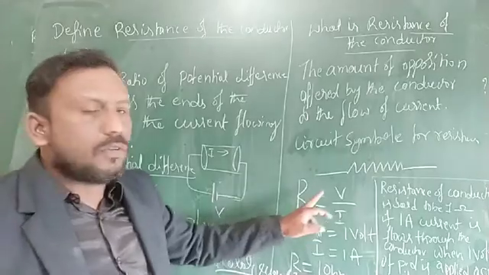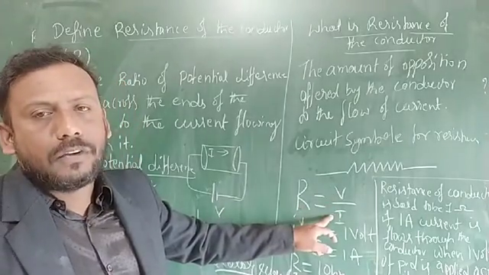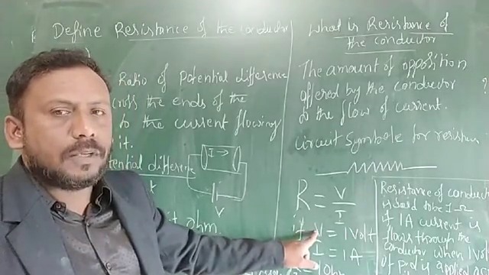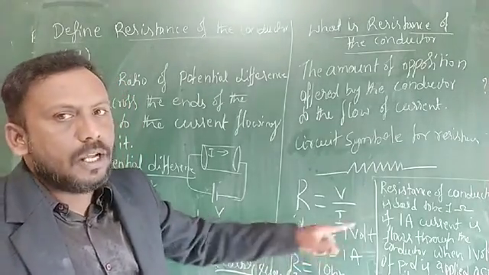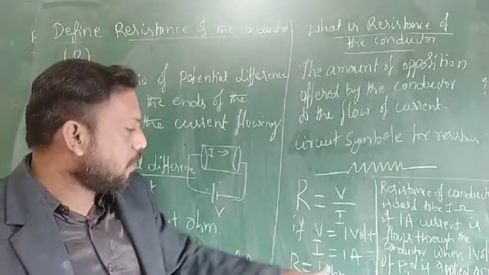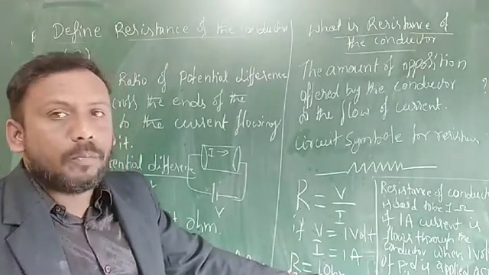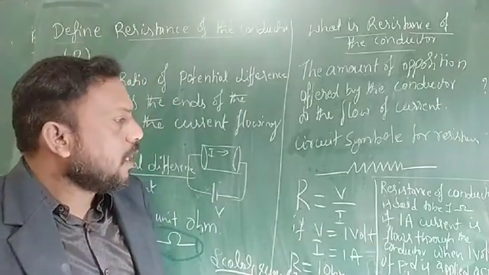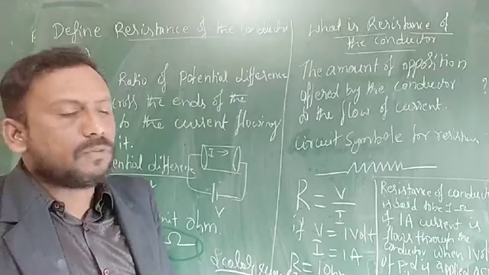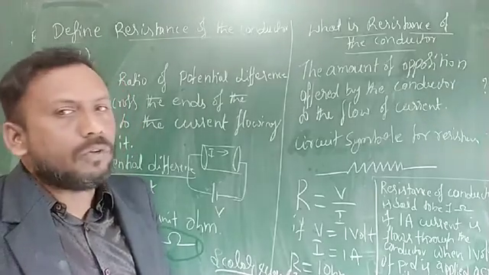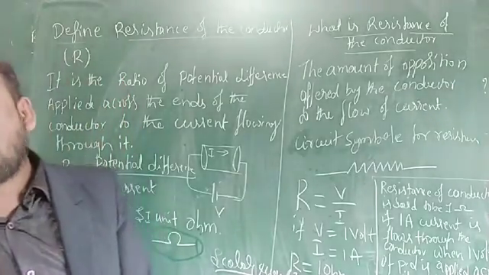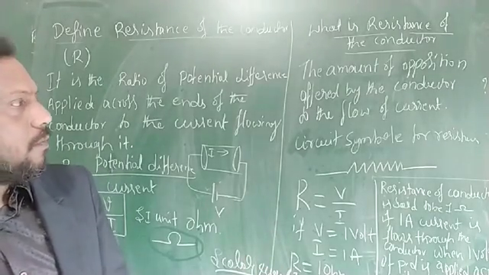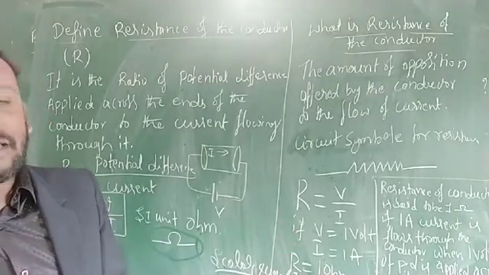Therefore, R is equal to V divided by I, according to the definition of resistance. If the potential difference applied across the ends of the conductor is 1 volt and the current flowing through the conductor is 1 ampere, then R is equal to 1 ohm. Therefore, resistance of the conductor is said to be 1 ohm if 1 ampere current is flowing through a conductor when 1 volt of potential difference is applied across its ends. This is the definition and some concept on resistance.